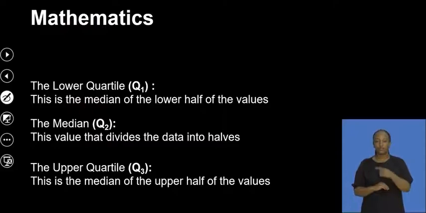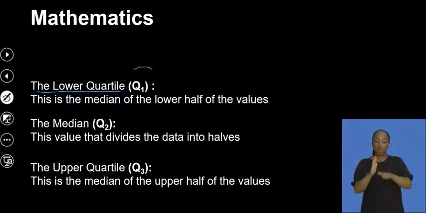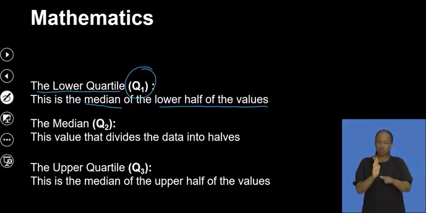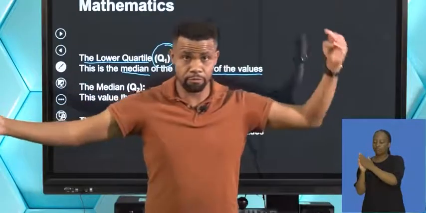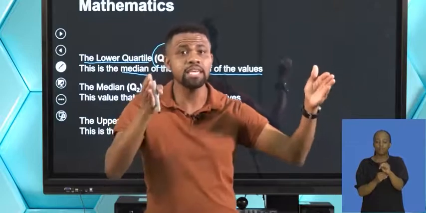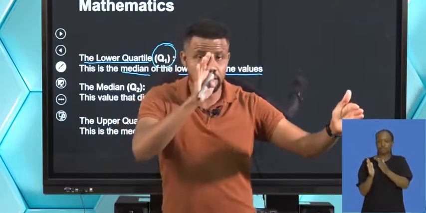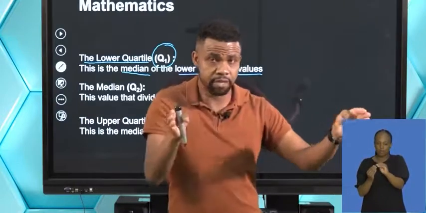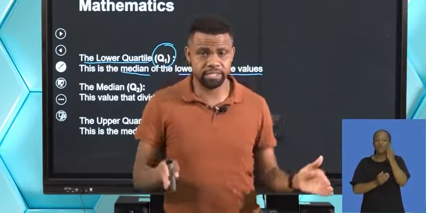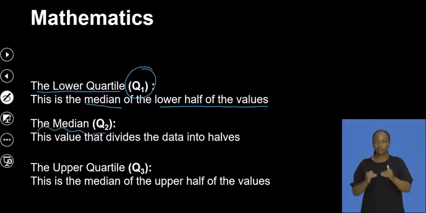So with quartiles, we're going to look at the lower quartile. The lower quartile will be denoted by Q1. It is the median of the lower half of the data. What it means is, if I have a data set from the smallest to the highest, the middle is the median. The lower quartile is the median from the smallest to the median. It is the median of half of the data set. Simple terms. That's the lower quartile. Then the median, we've already done that. This is the value that divides the data into halves.